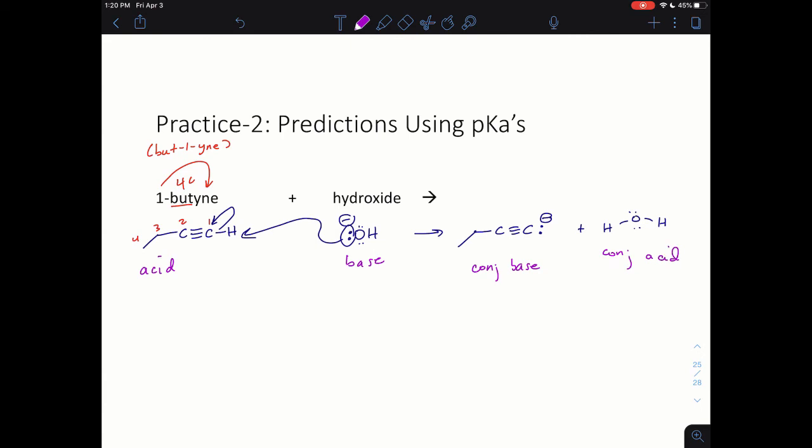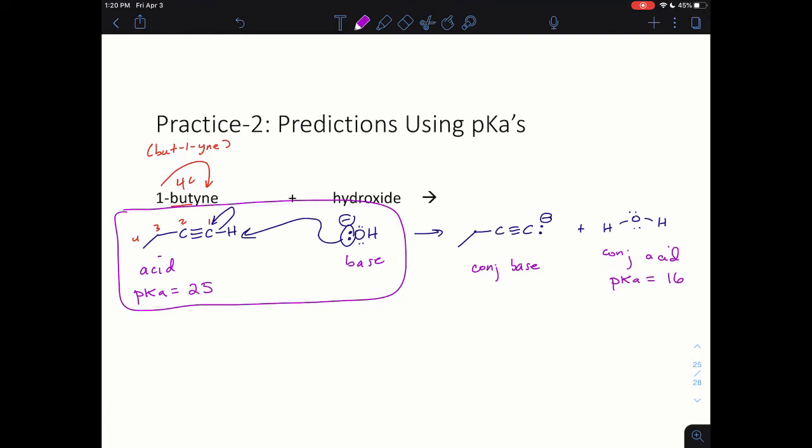Okay. So now we want to think about which side is favored at equilibrium. Well, we need to identify the acids on both sides of the equation and figure out what their pKa values are. So water has a pKa of 16, and the terminal alkyne has a pKa of 25. And again, I identified the functional group and I looked it up on the table until I have the table memorized. So the weaker acid is favored at equilibrium, and that'll be the left side of the equation here. This is the larger pKa, right?